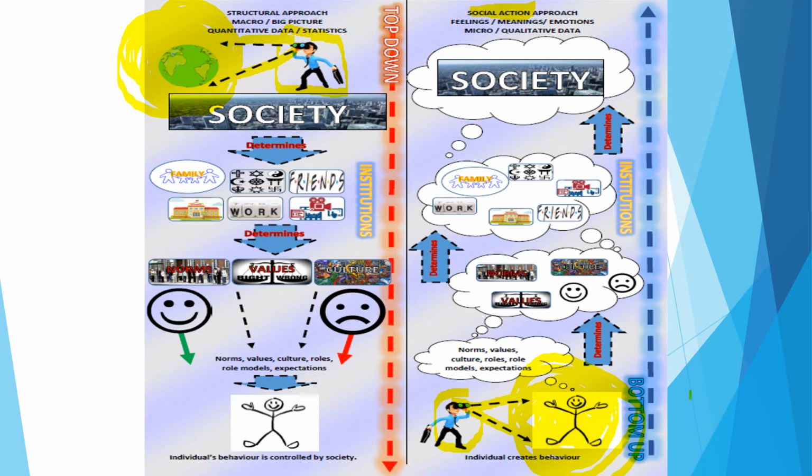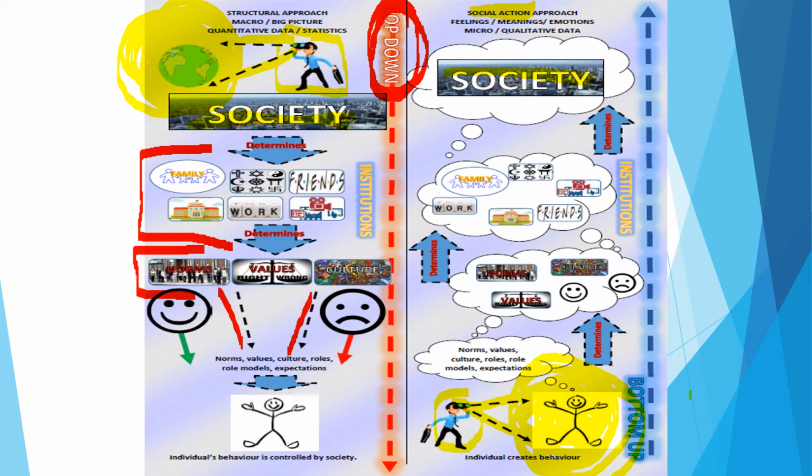Now, both of these theories try to explain the working of society. You can see society is at the top in both diagrams, but it's the direction of information and processes that differs. In macro, structural theories, it's a top-down approach. Society determines the institutions, family, education, healthcare. That determines norms and values, and they influence us, just like socialization processes.